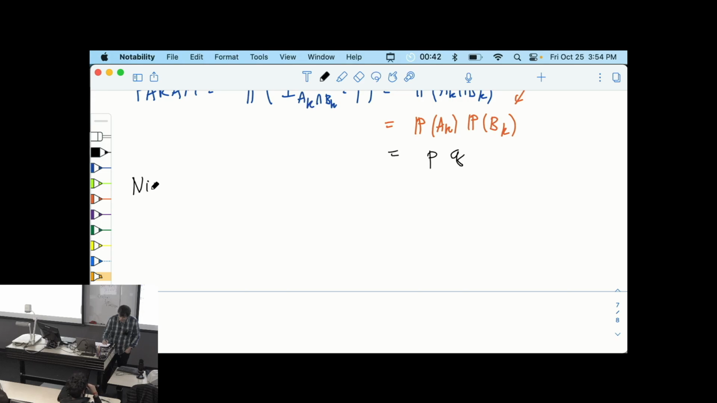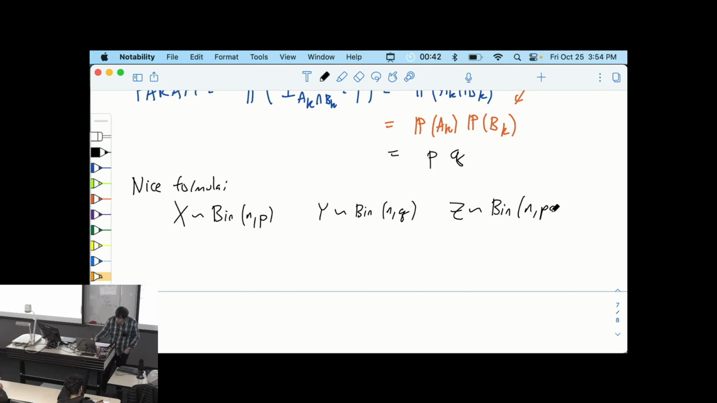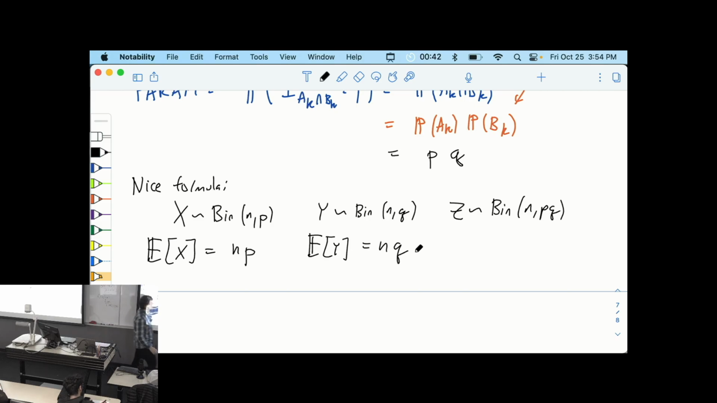Here's the nice formula. Now that we have Z and we know all the parameters, X is binomial n, p, that was Alice's counts. Y is binomial n, q, those were Bob's counts. And Z, this is how many they have in common, is binomial n, pq. If you take their means, the mean of X is our classic n times p. The mean of Y, this time it's n times q, right? So Bob has this parameter q. How many does Bob find on average? It's n times q. And for Z, this is the last thing we just did. It's n times p times q, because the parameter is pq.